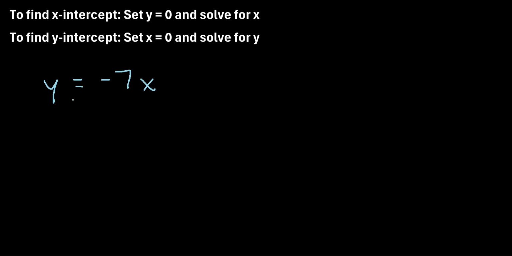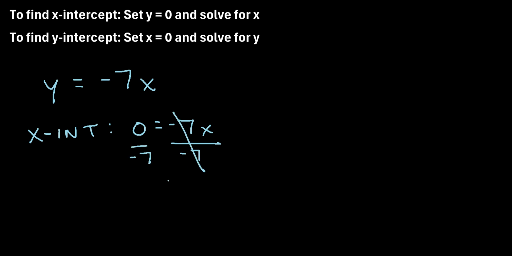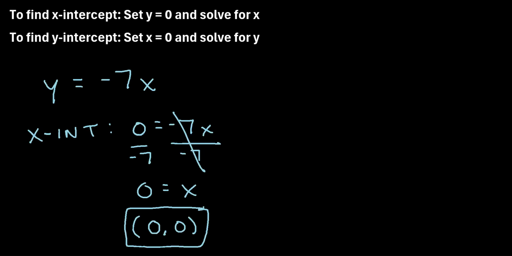Let's say we have the equation y equals negative 7x. First, let's find the x-intercept. To do that, we set y equal to 0 and we solve for x. So we would get 0 is equal to negative 7x. To solve for x, we can divide both sides by negative 7. So these negative 7's cancel out and we're left with an x on the right-hand side is equal to 0 divided by anything, which is just 0. So the x-intercept is 0. Or if we wanted to write it as a coordinate pair, we would write 0, 0. So that's the origin.